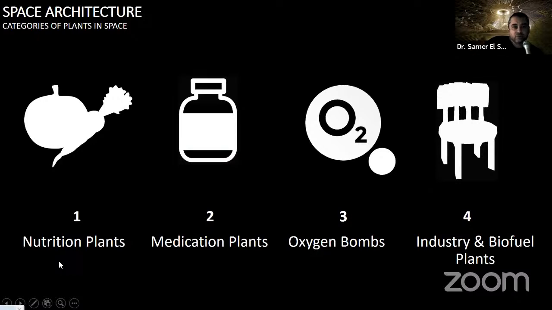Food production, or plants in space. We have 4 categories that we should take into consideration. The nutrition plants, of course, which are the vegetables and fruits. Medication plants: you can't really get everything from Earth on a planetary surface, so you have to be a little bit independent. So we have to plant medication plants.